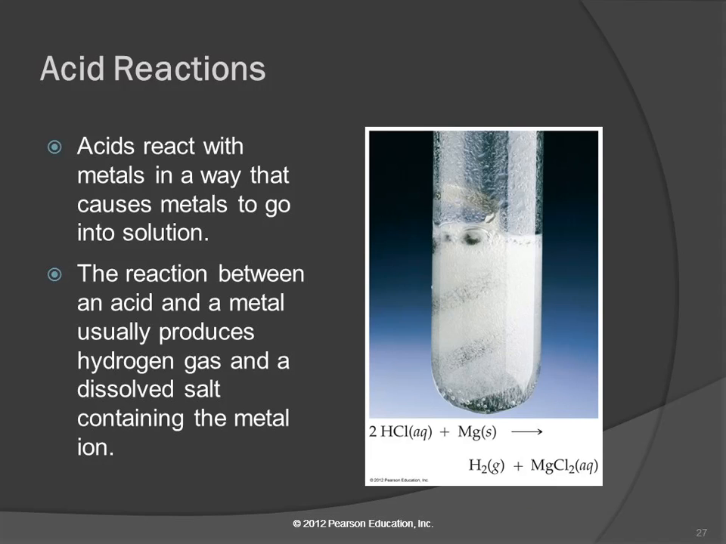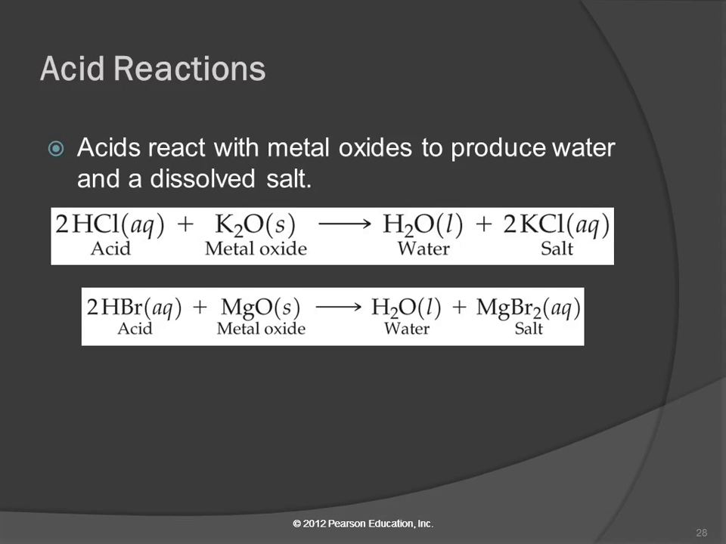Usually these reactions are going to produce hydrogen gas. The hydrogen gas comes from the hydrogens on the acid. So it's going to generate hydrogen gas. Acids also react with metal oxides, so like potassium oxide or magnesium oxide. These will react with acids, and they will also form water and salts.